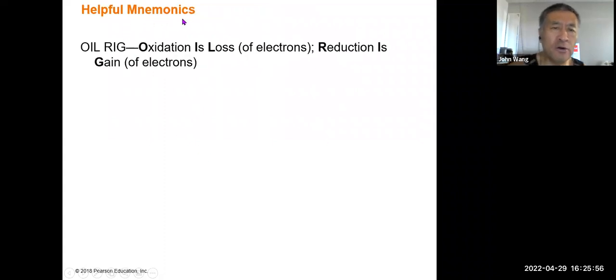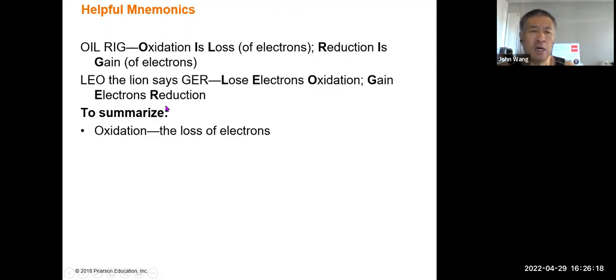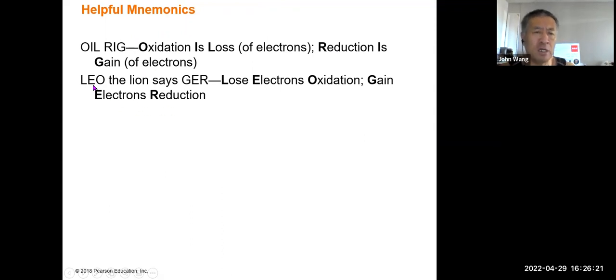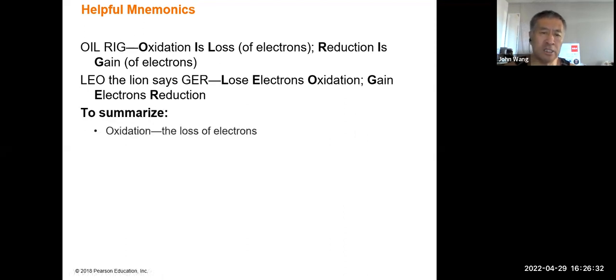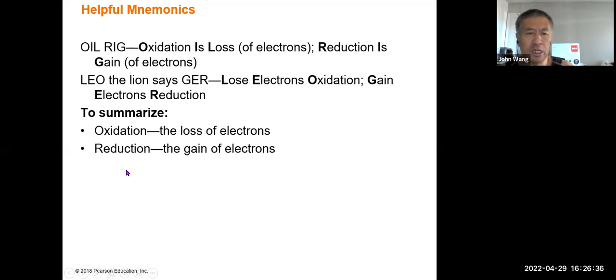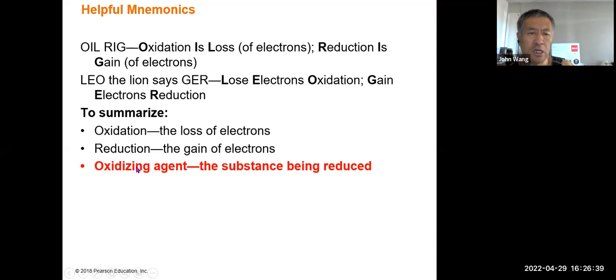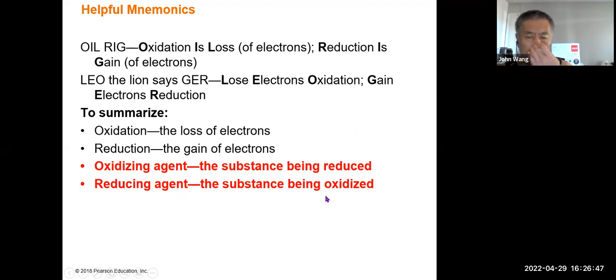A helpful mnemonic to memorize oxidation and reduction: one of them is OIL RIG. Oxidation is loss of electrons, so that means OIL. Reduction is gain of electrons, so using the first letter of each word, RIG. Another one is LEO the lion says GER: loss of electrons oxidation, gain of electrons reduction. To summarize, oxidation is the loss of electrons, reduction is the gain of electrons, the oxidizing agent is the substance being reduced, and the reducing agent is the substance being oxidized.